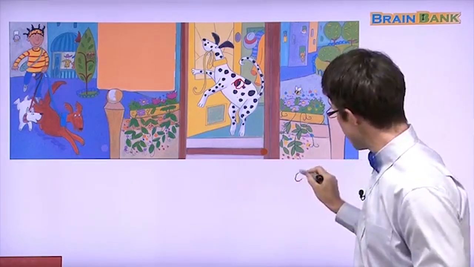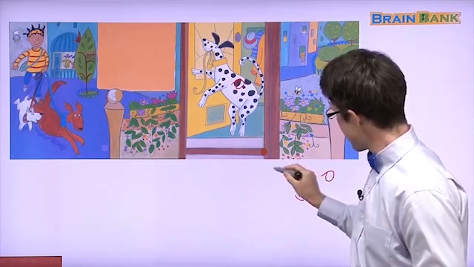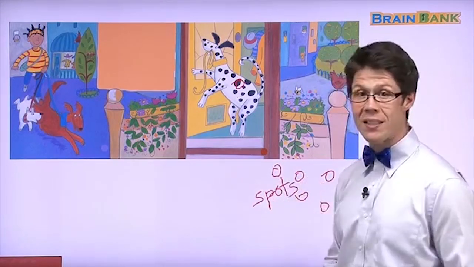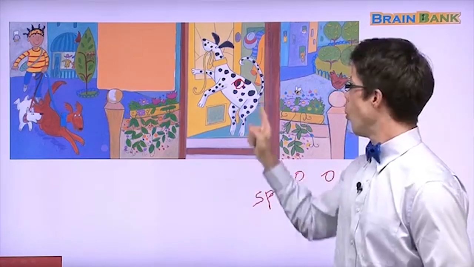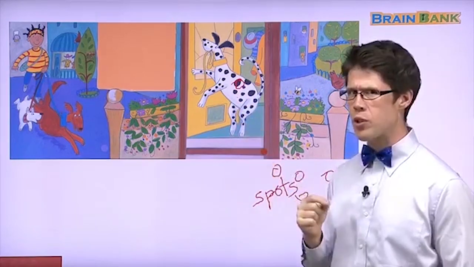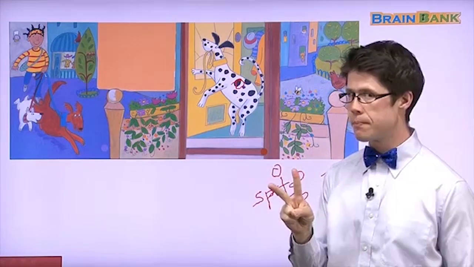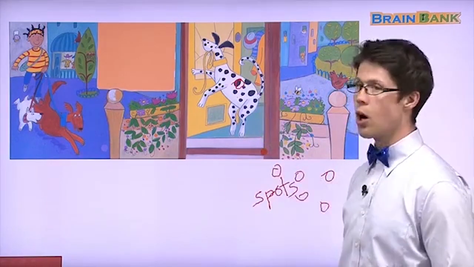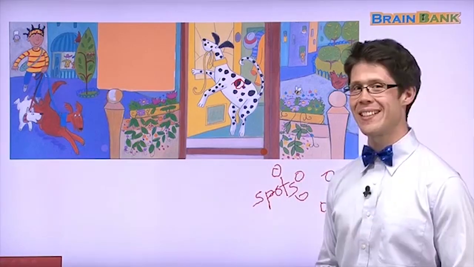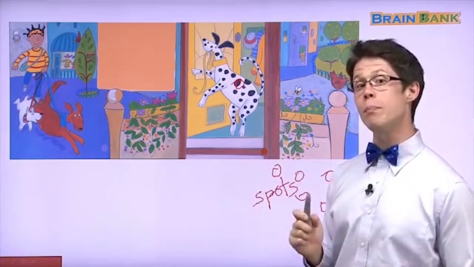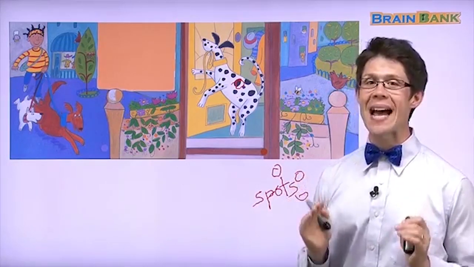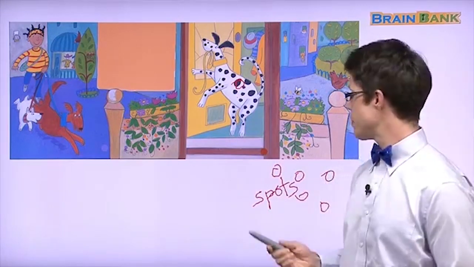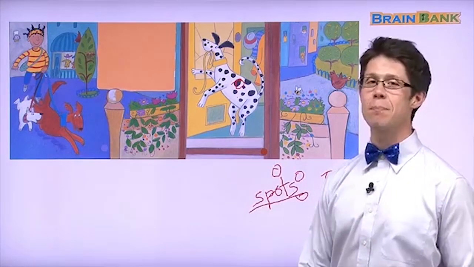여기 저기 이런 거 있는 게. We can say spots. Those are called spots. What color are the spots? Are the spots white or black? Excellent. Yes, they are black spots. This dog has black spots. Fantastic. A dog with black spots is called a Dalmatian. Dalmatian. This dog is a Dalmatian because it has black spots.